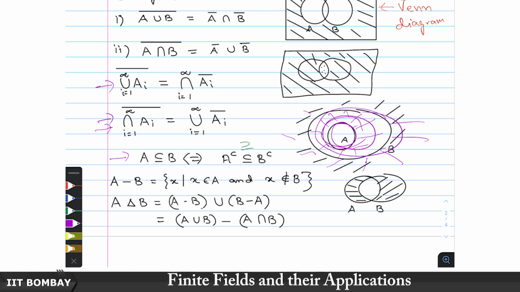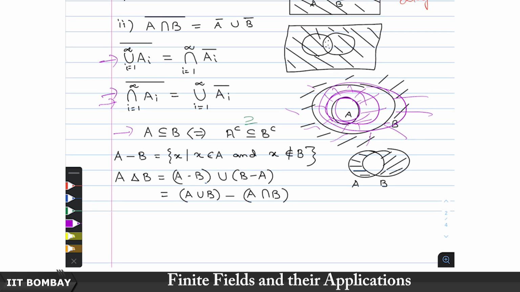Now, there is another notation that is frequently used. If there are two sets A and B, then A minus B denotes the difference of A and B, and it indicates the set of all elements which are there in A, but not in B. If you have A and B here, the elements which are there in A but not in B, these are the elements, and this is A minus B. Similarly, this is B minus A.